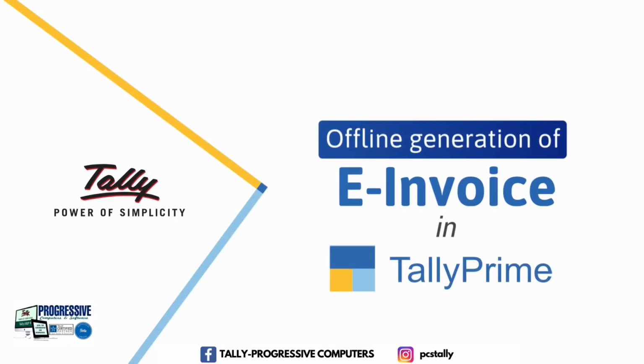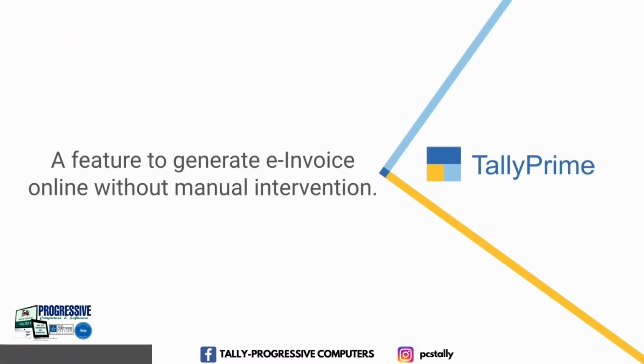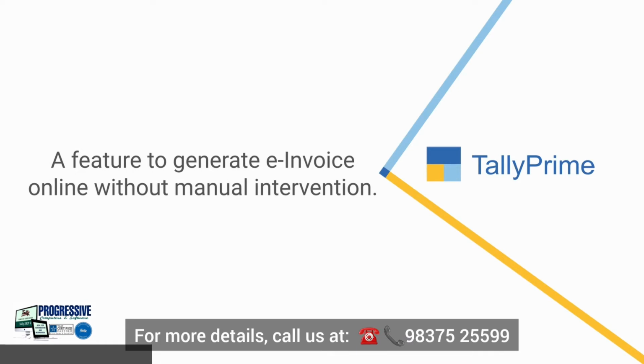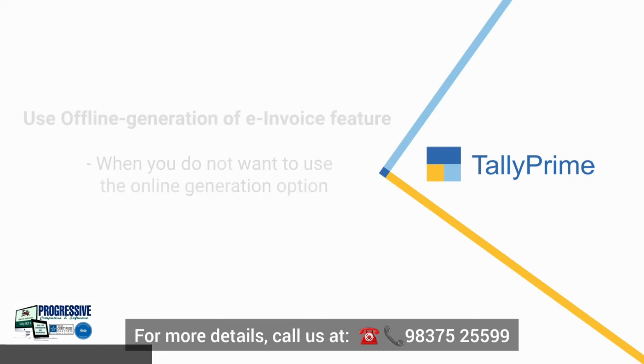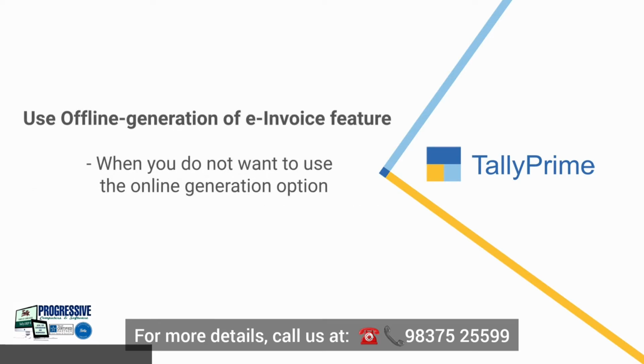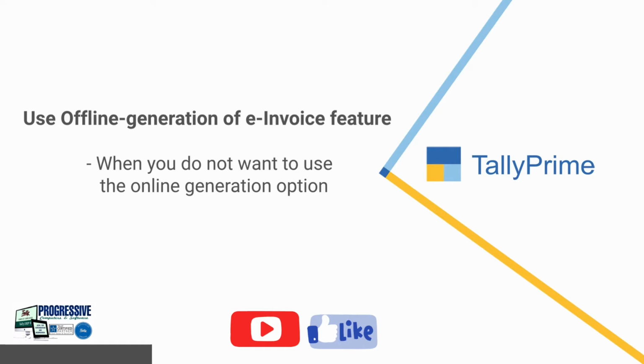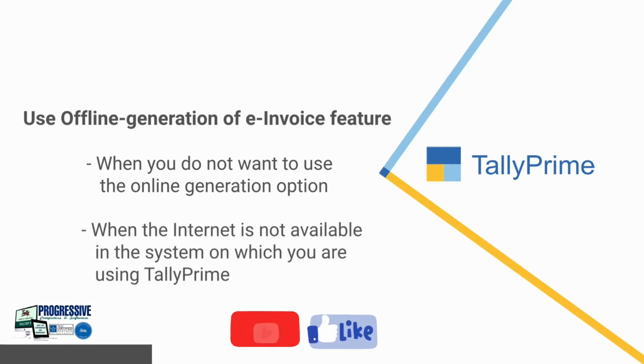In this video, we will look at the process to create an offline file of the details required for generating an e-invoice. Tally Prime comes with a feature to generate e-invoice online without manual intervention. However, you can also generate IRN information for invoices offline. You can use the offline generation feature when you do not want to use the online generation option or when the internet is not available in the system on which you are using Tally Prime.